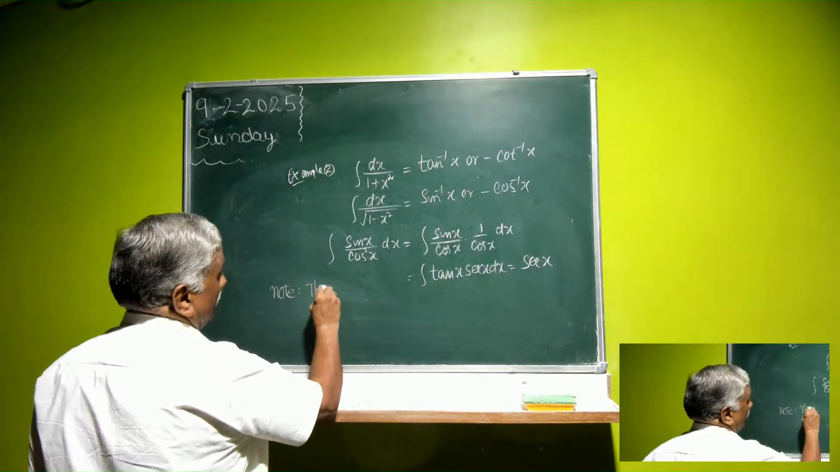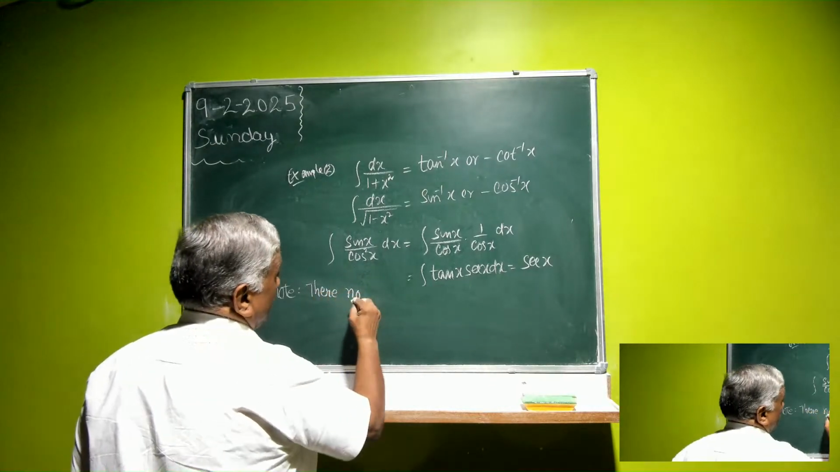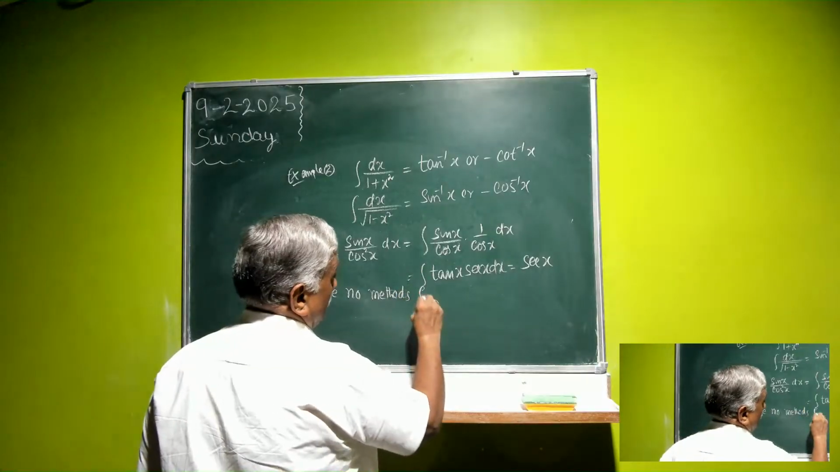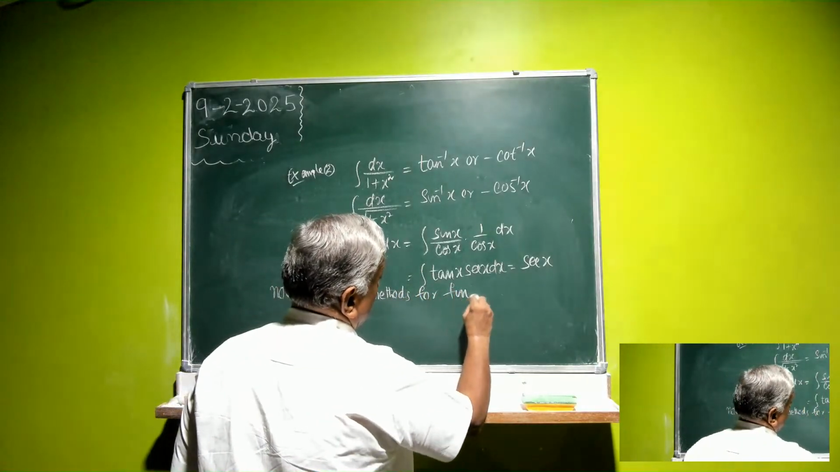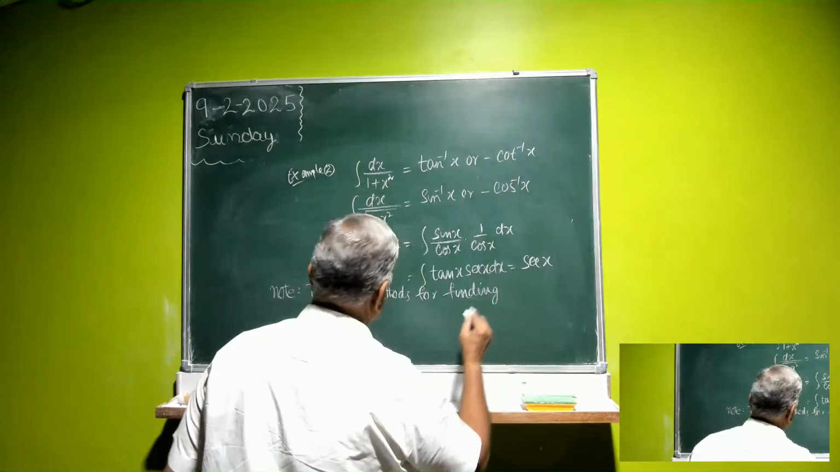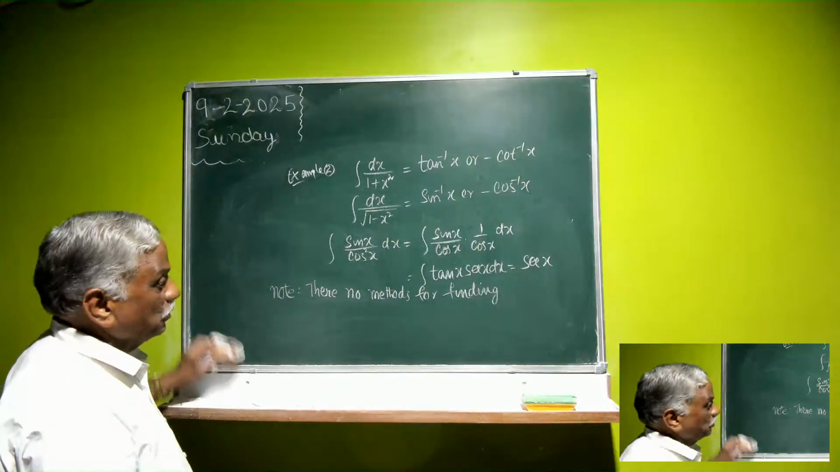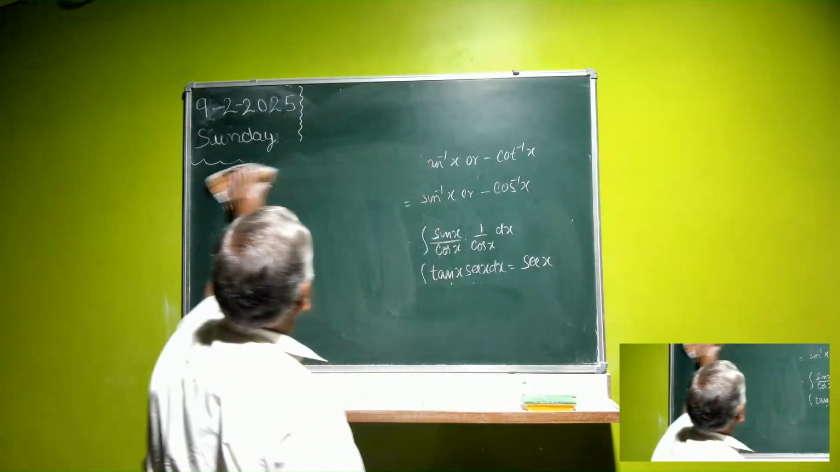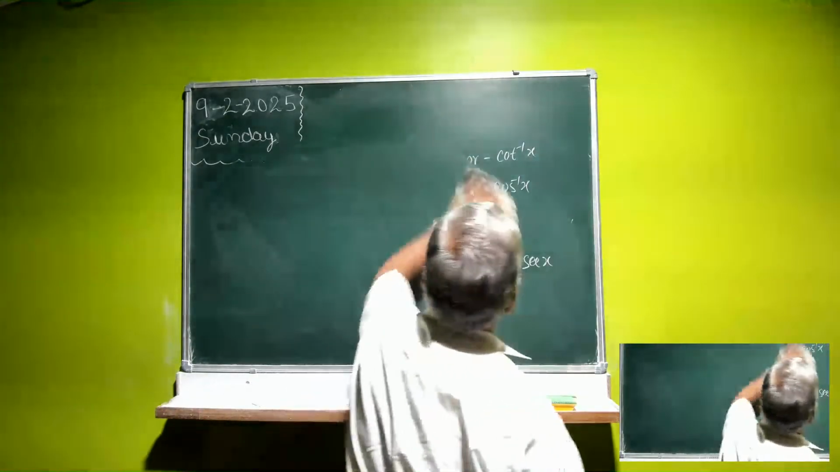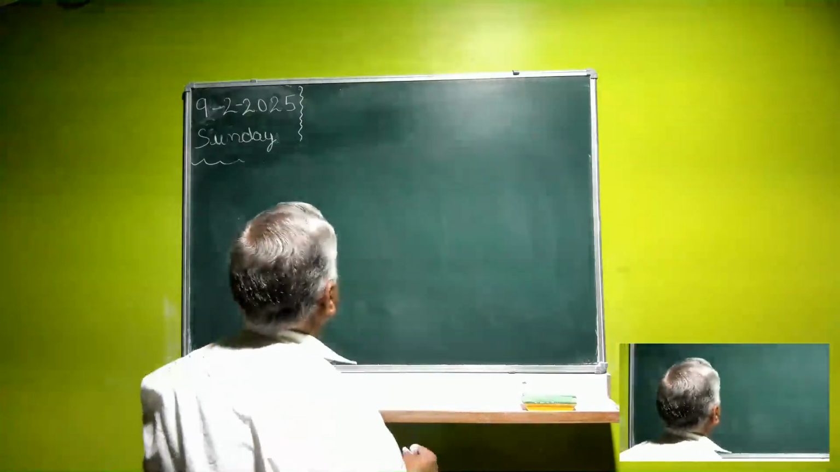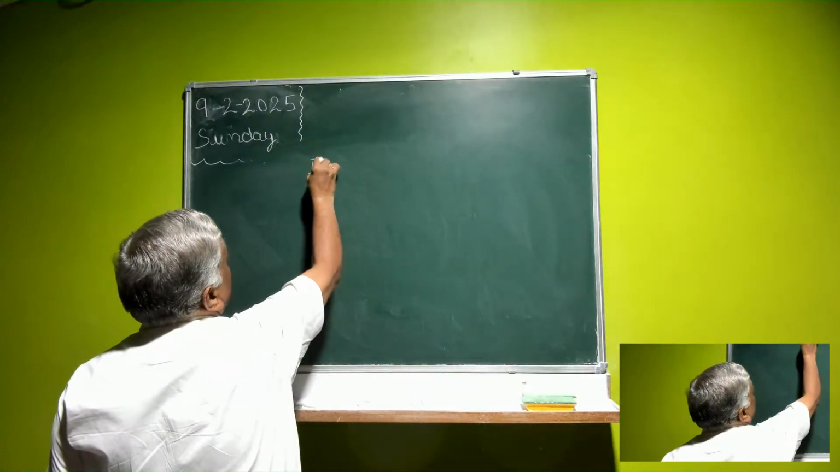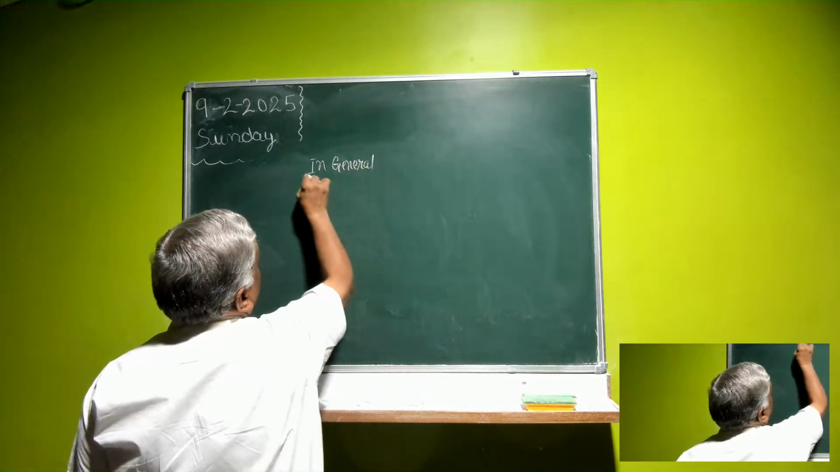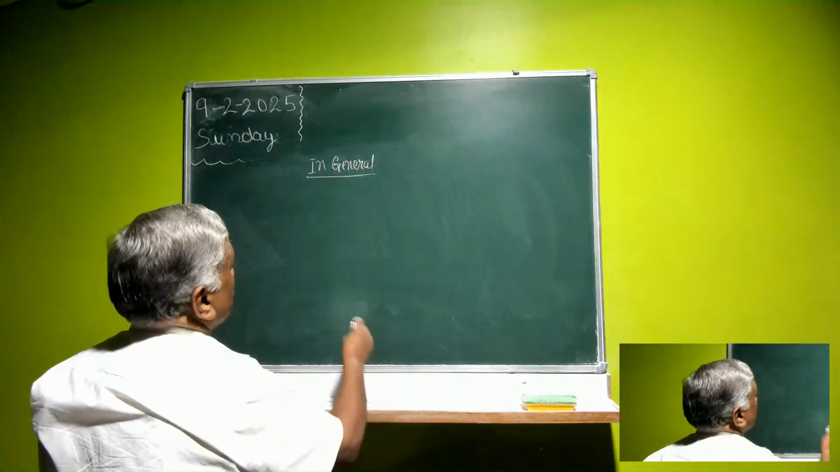There are no methods for finding... Before this note, I just want to make some points a little more clear. Then we'll come to the notes. So let me explain in general. Afterwards, I'll come to the notes, because I want to give a general example. What's the general example?